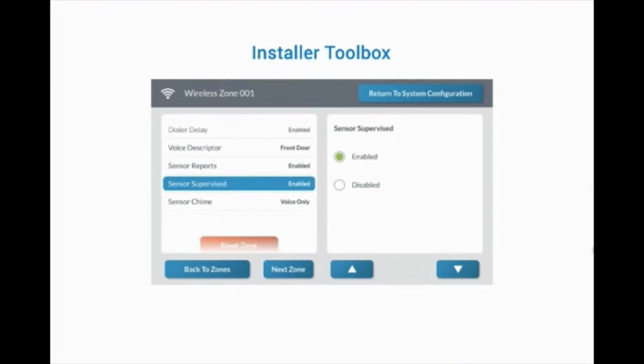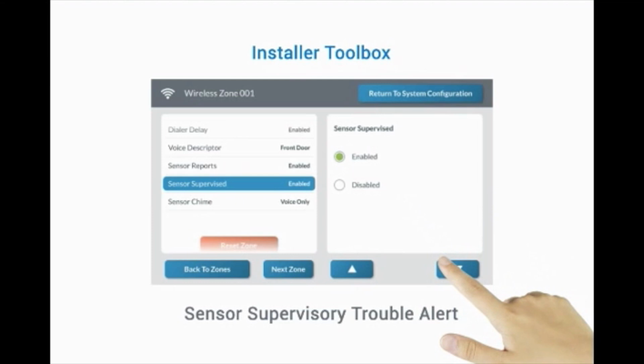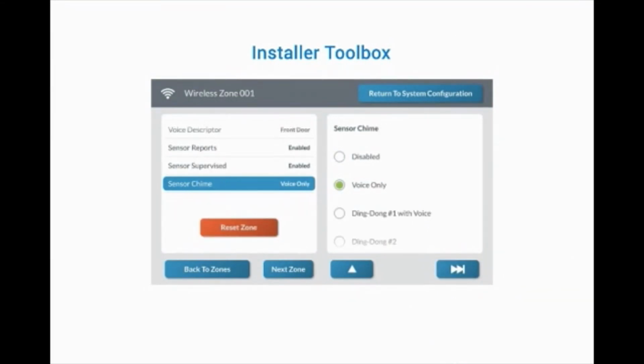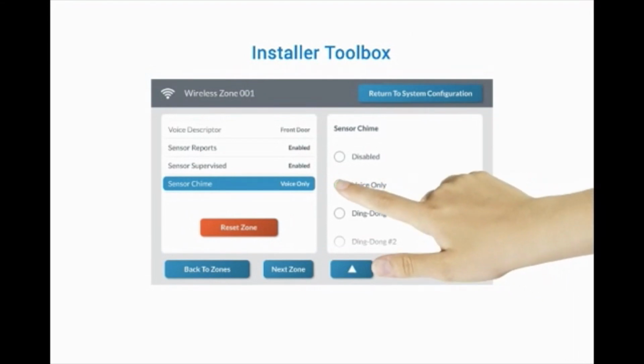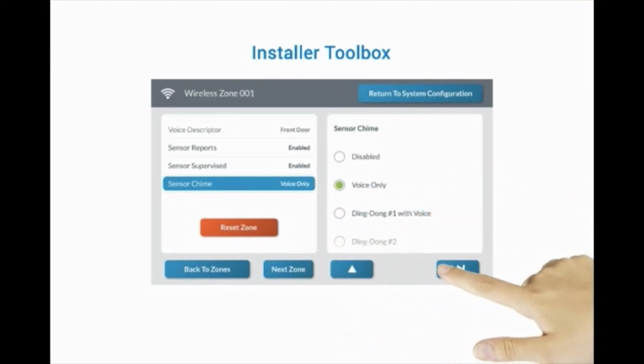When sensor supervision is enabled, the panel will expect regular signals from the sensor. If these signals are not received, the panel will display a sensor supervisory trouble alert. Once the appropriate option is selected, press the down arrow or select another option on the left. Select a voice or chime to sound when a panel is disarmed and a sensor is tripped. Once the chime has been selected, press Next Zone or the right arrow button to program the next zone.